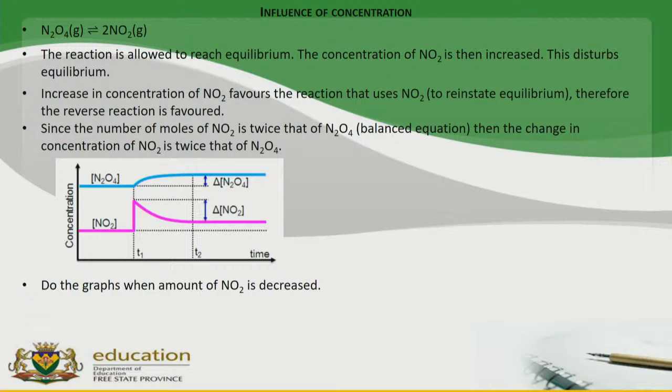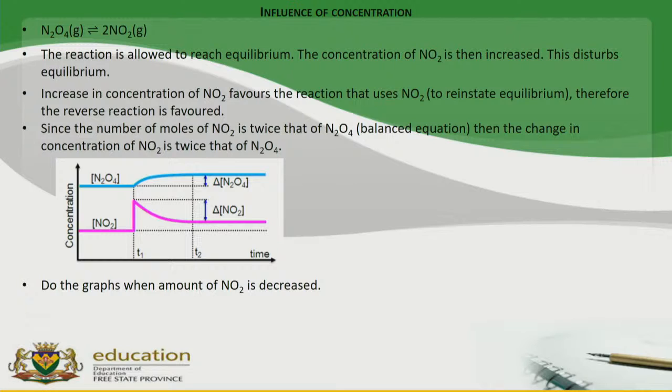Now, you might be asked to draw the graph showing what will happen after equilibrium is disturbed. So at equilibrium, remember, the concentration of everything remains constant. So for all your substances, you'll draw their concentration as constant.